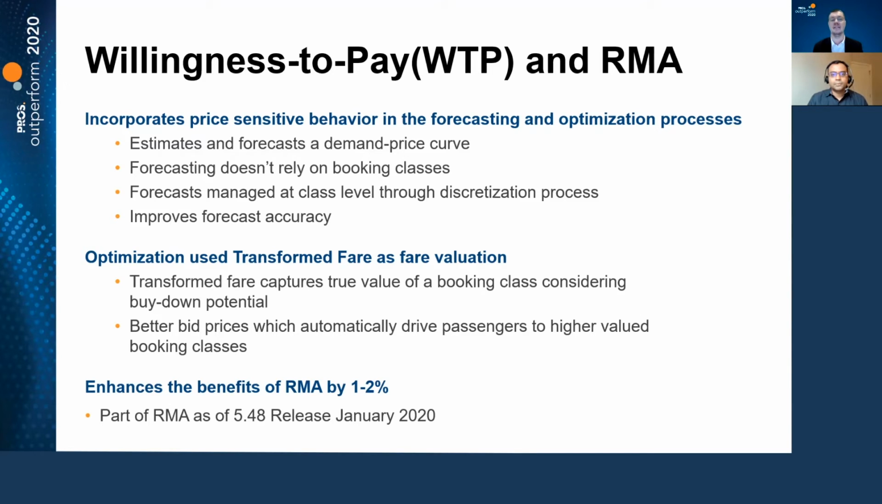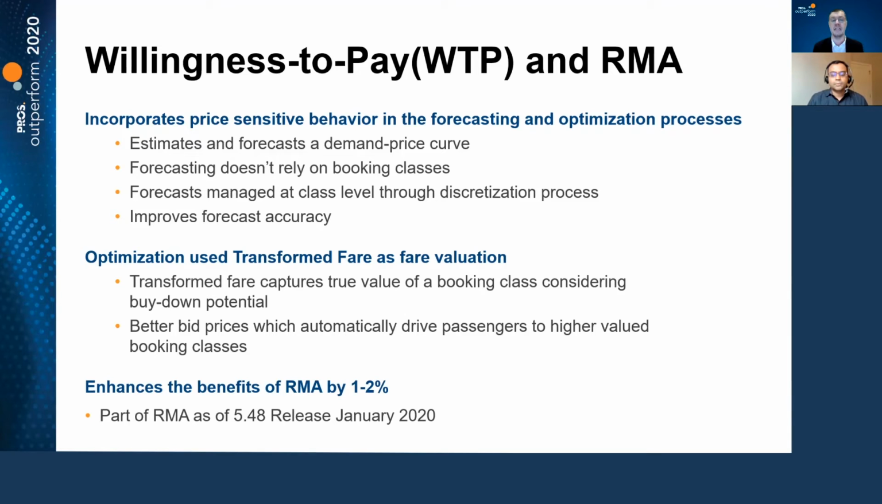The forecasting itself doesn't rely on the booking classes, and it uses the price information, but we still discretize it down to the class level so that the analysts can still manage it at that level, so that it's easier to use or more consistent with what they're working with today. From the studies that we've done, we've seen that this also improves forecast accuracy.